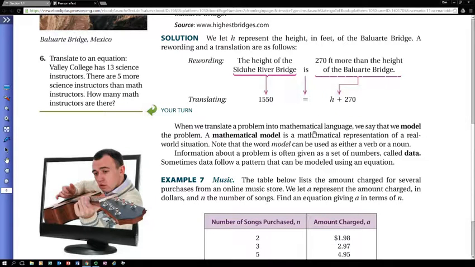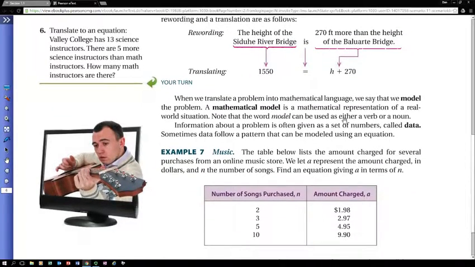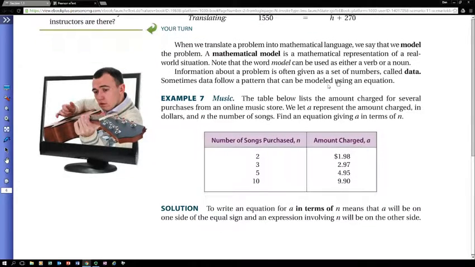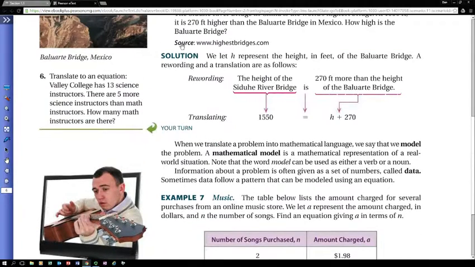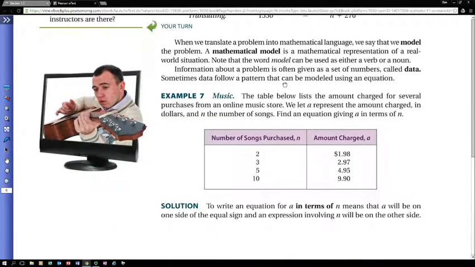When we translate a problem into mathematical language, we say we model the problem. A mathematical model is a mathematical representation of a real world situation. These are relatively simple problems, but when we get into more complex problems, we can model them in algebra and use the rules we will be introduced to, and not do complicated things. I like to say it's really just complex, meaning as problems get a little farther from their solution, we just take more steps to get there.